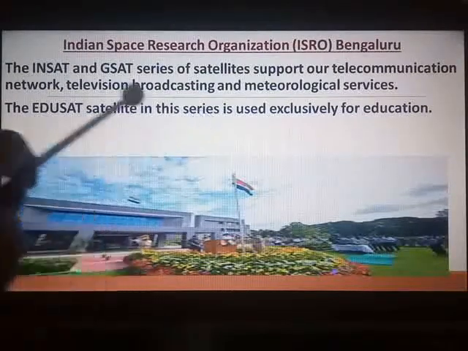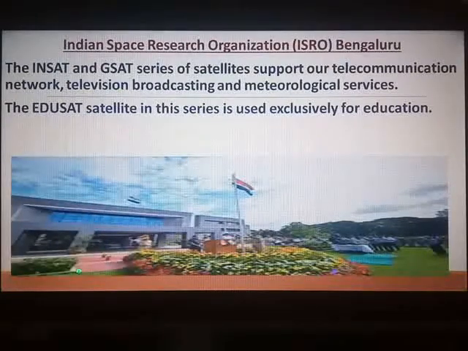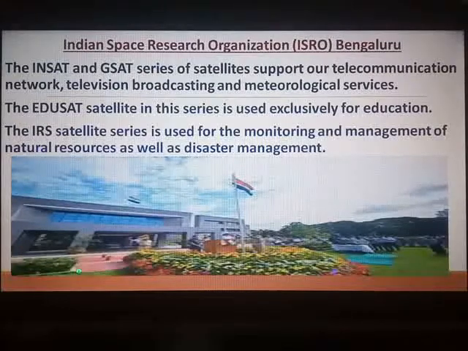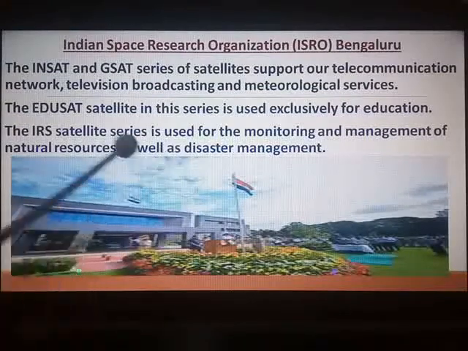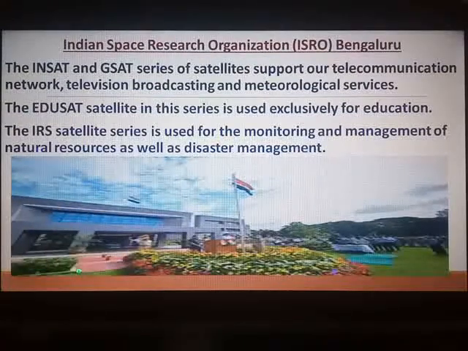This satellite is exclusively used in the field of education. The word itself tells you, AstroSAT, so a satellite related to education. The IRS satellite is used for monitoring and management of natural resources, as well as different types of disaster management. And more details about ISRO you will be studying next year.